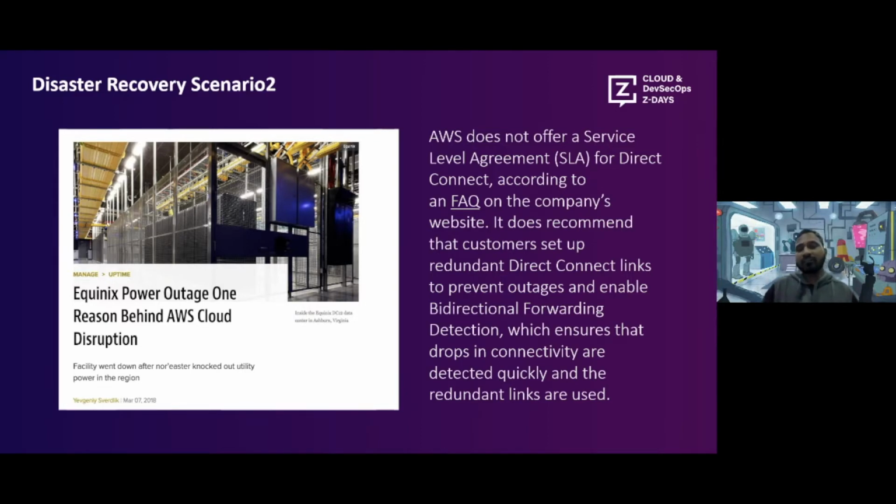So this is where we have to concentrate: whenever we are moving to cloud, we have to analyze the services and have backup plans for the services that are in the cloud. So this is the second scenario. Let's not limit the discussion only to the AWS cloud. It happens with any cloud, either Google Cloud or Azure.